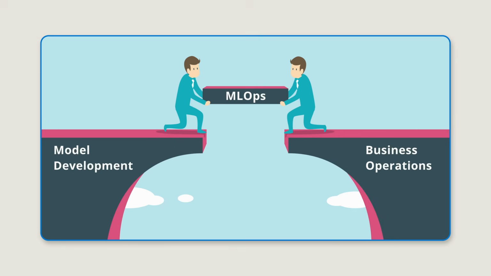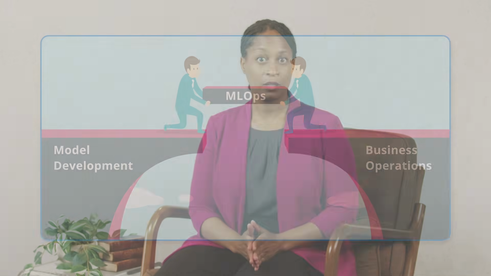This gap between a model that works in a controlled lab and one that works in the real world is one of the biggest challenges in AI. This is the problem that MLOps, or machine learning operations, is designed to solve.